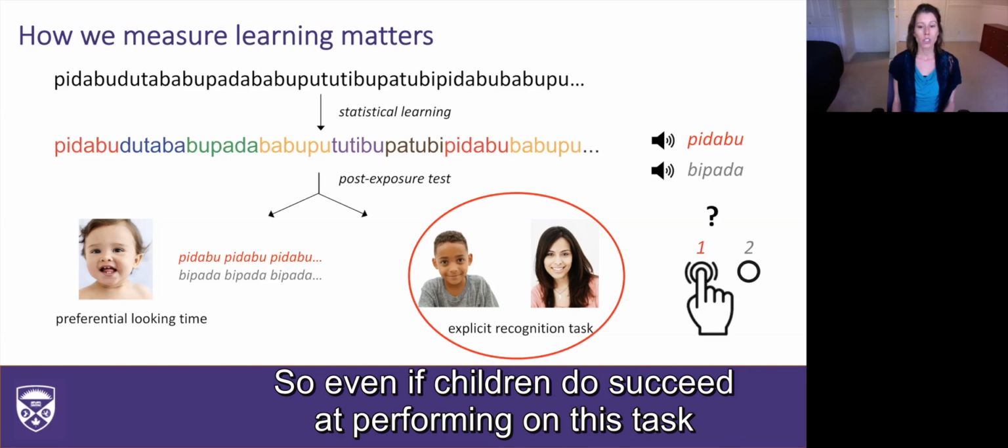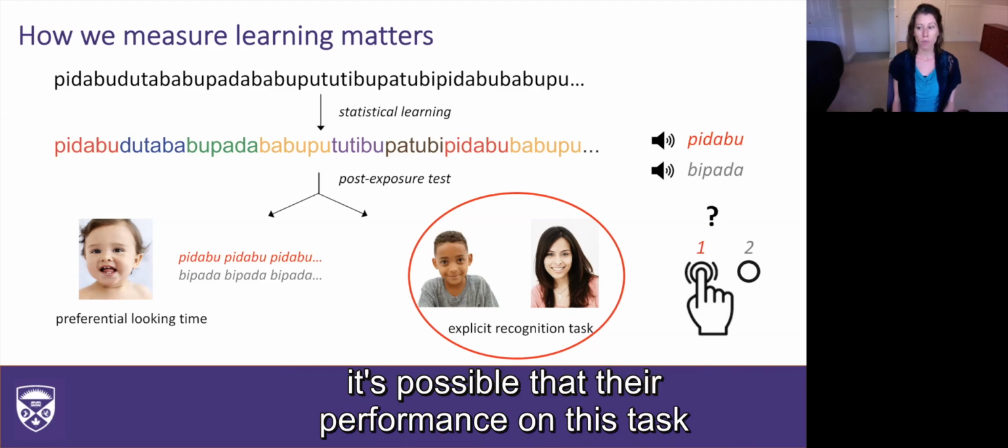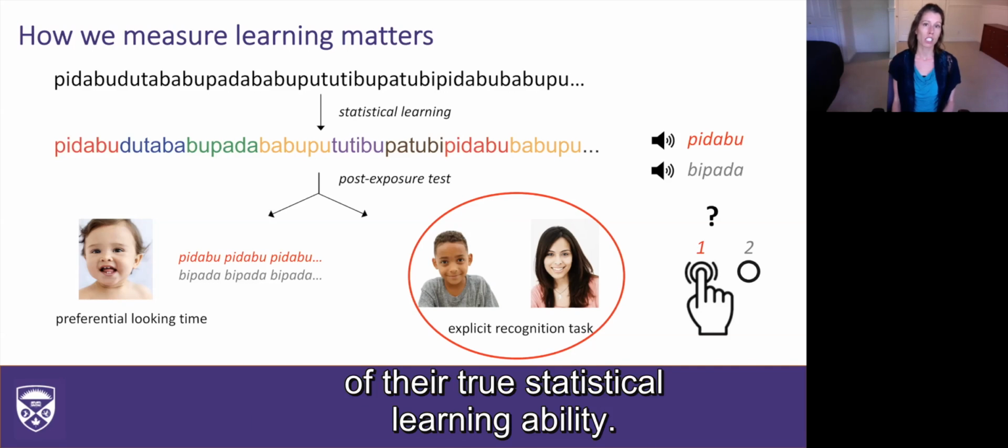So even if children do succeed at performing on this task at equal levels to adults, it's possible that their performance on this task may actually be an underestimate of their true statistical learning ability.